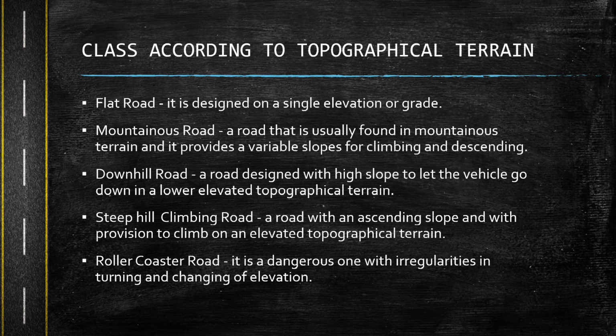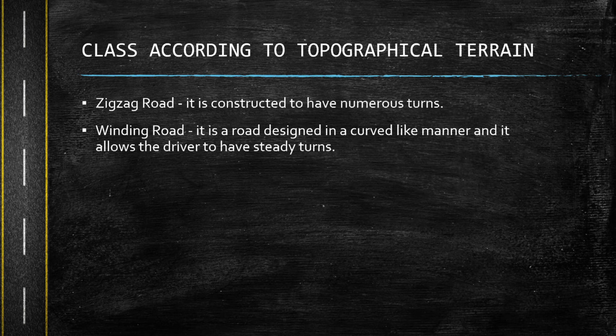So para siyang roller coaster talaga. The word itself, roller coaster. So hindi consistent yung kanyang elevation. So merong irregularities. Next is zigzag road. It is constructed to have numerous turns, while winding road, it is a road designed in a curve-like manner and it allows the driver to have steady turns.